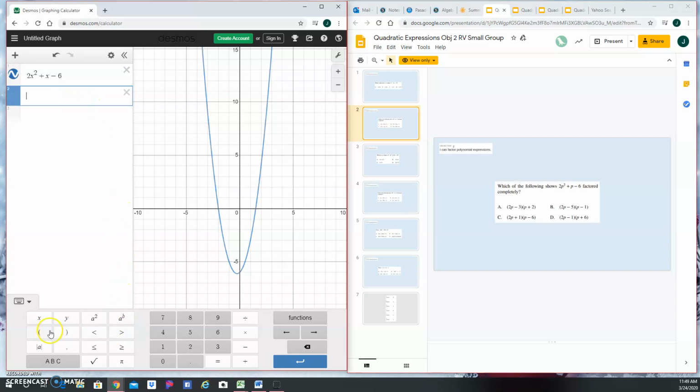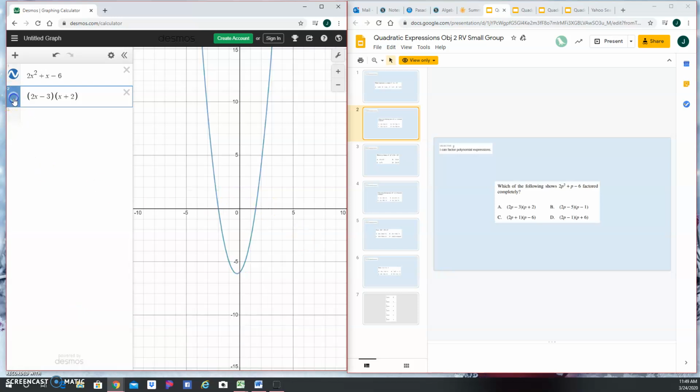So letter A says 2p minus 3, so that will just be 2x minus 3. So once again, I'm changing all those other variables into just an x. So the next factor is p plus 2, that will just be x plus 2. Okay, we found the answer because it went on top of it. So let me just switch it off to see the original graph and switch it on. And that is it. The answer is A.